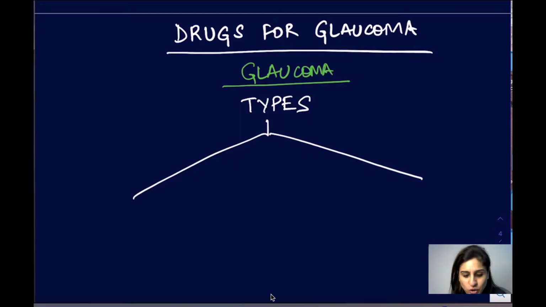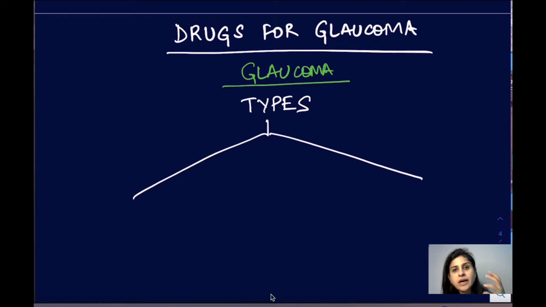Hi. In this lecture, we're going to cover some drugs for glaucoma. Glaucoma is the condition of the eye where there is an increase in the intraocular tension. So the intraocular pressure increases, and it can be because of any of several reasons.